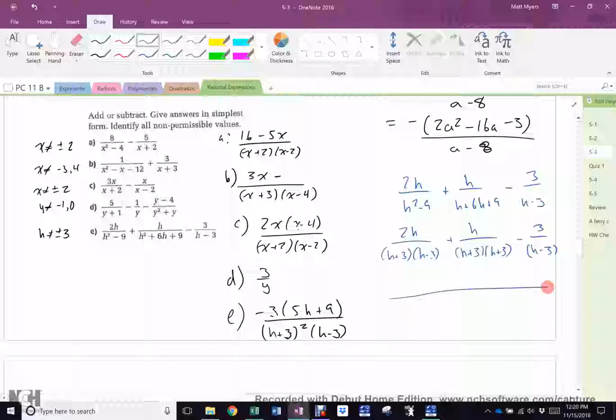So I need h plus 3 and h minus 3, right? This guy has plus and minus. What's missing? One of the h plus 3's. This guy has h plus 3, what's missing? h minus 3. This guy has h minus 3, so what's missing? h plus 3. Now, I'm going to make my life easier and write h plus 3.